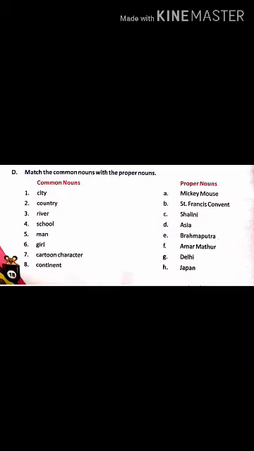Now this is the third one. You have to match the common nouns with the proper nouns again. It's a very small question. City: what is city here? Delhi. Country: you can see Asia. So like this you have to do.